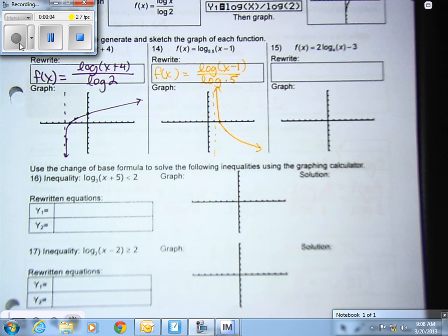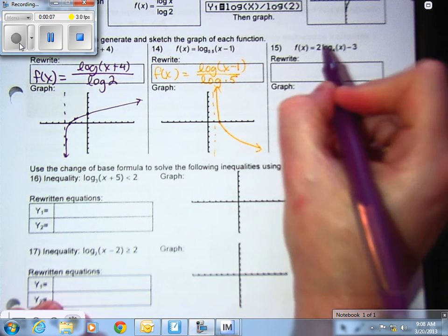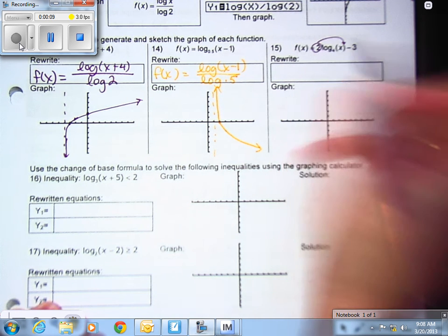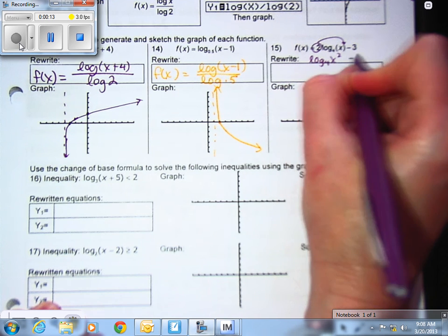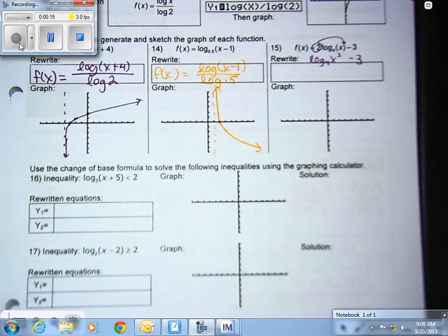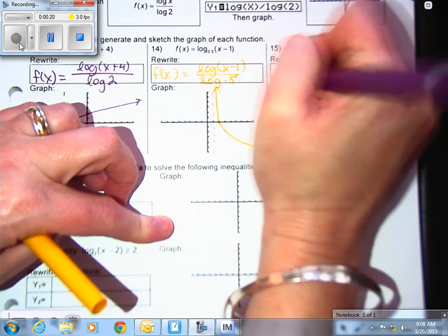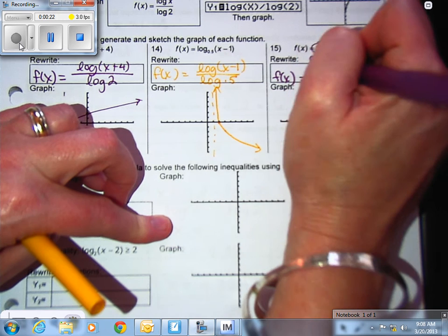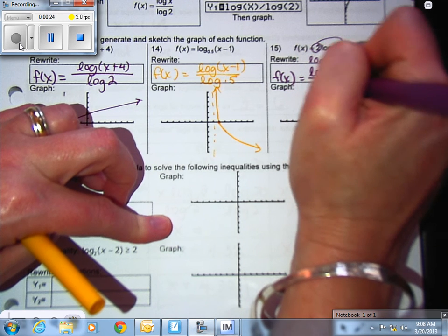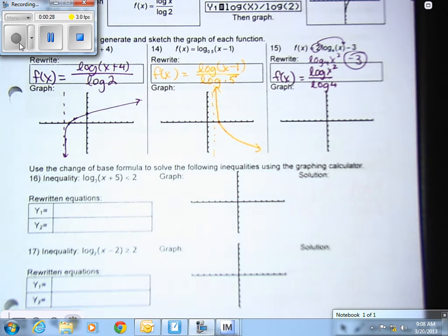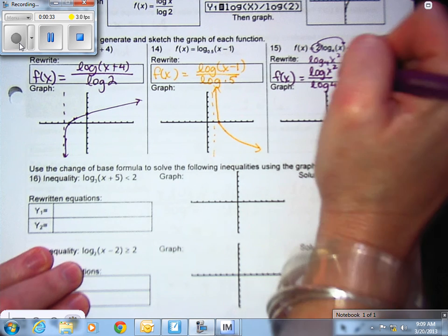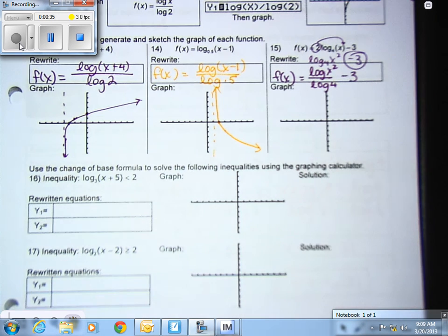So the first thing you would do to rewrite number 15 is notice this 2 in front. That's really like saying log base 4 of x squared take away 3. So when you're going to rewrite that, you're going to rewrite the log expression first. That's going to be log of x squared divided by log of 4. This minus 3 is not included in that parentheses with the x. So it's just going to be hanging out behind it. That's going to be a minus 3 right there.